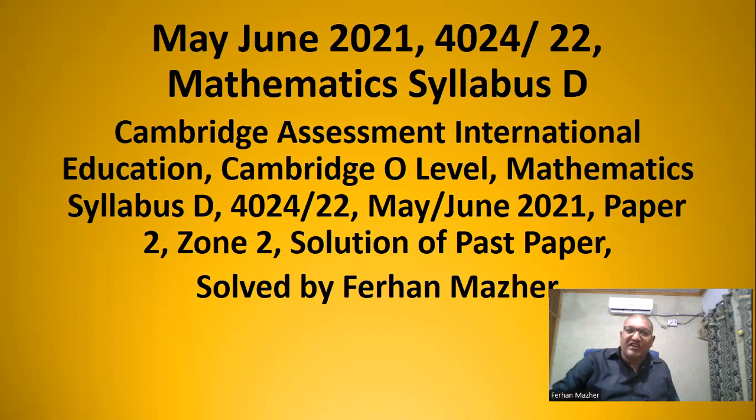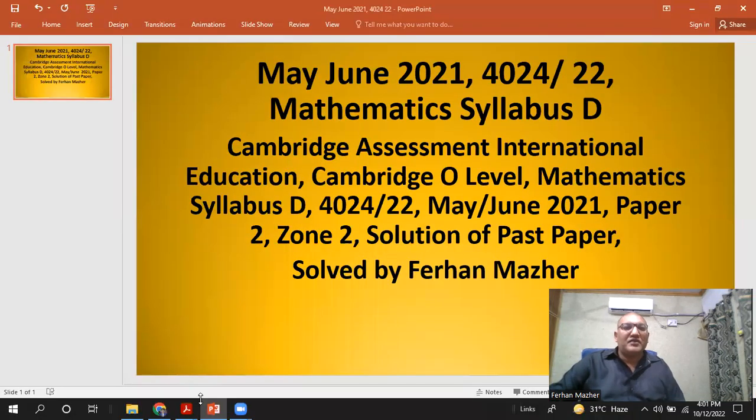Mathematics Syllabus D. The code of the subject is 4024. Today we have set our hearts to solve a Paper 2, and for this purpose we have selected May-June 2021 Paper 2. This Paper 2 belongs to Variant 2, or Zone 2. So let's start today's paper, and here we go.